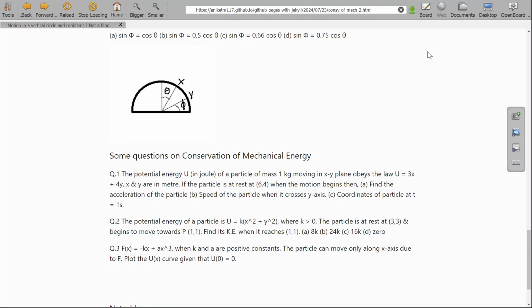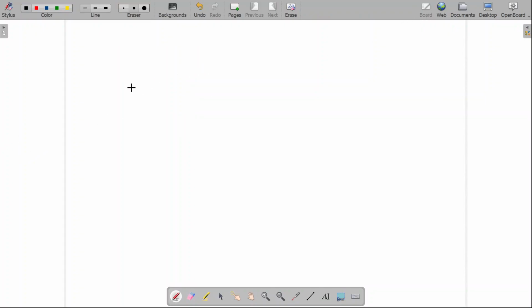What would be the kinetic energy? Again, we will use the same idea that the potential of the particle is a function of x and y. So it's a conservative force with which we have associated U. So we can apply conservation of mechanical energy. So the potential energy of the particle at 3 comma 3 would be k into x square plus y square, that is 9 plus 9. That is the initial potential energy of the particle.